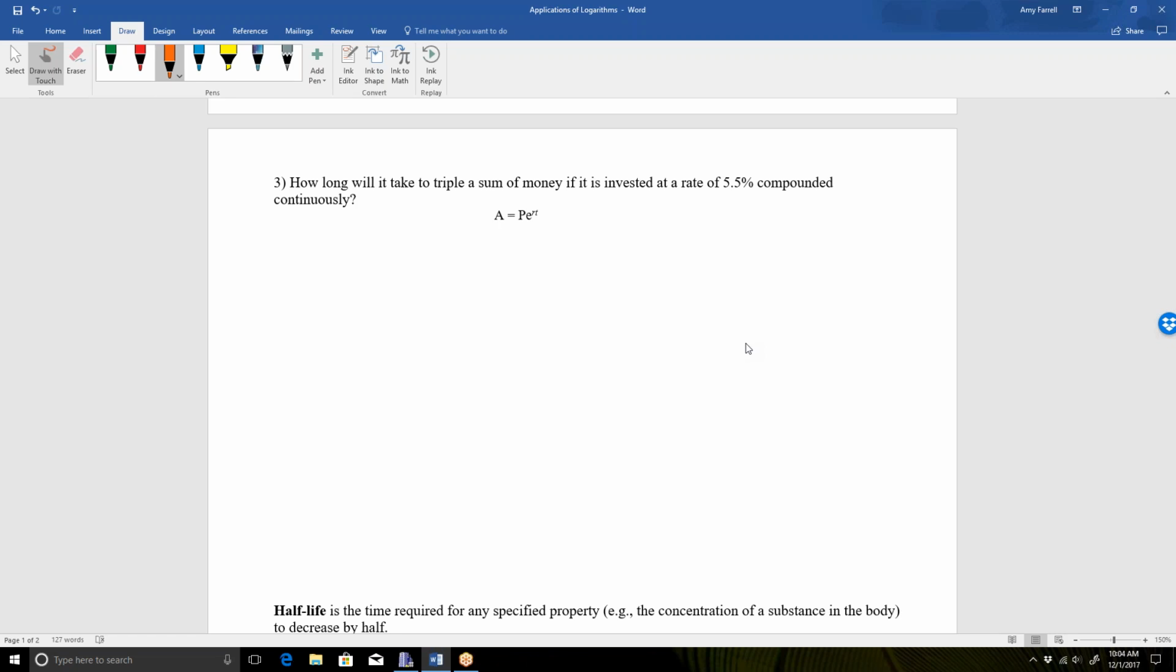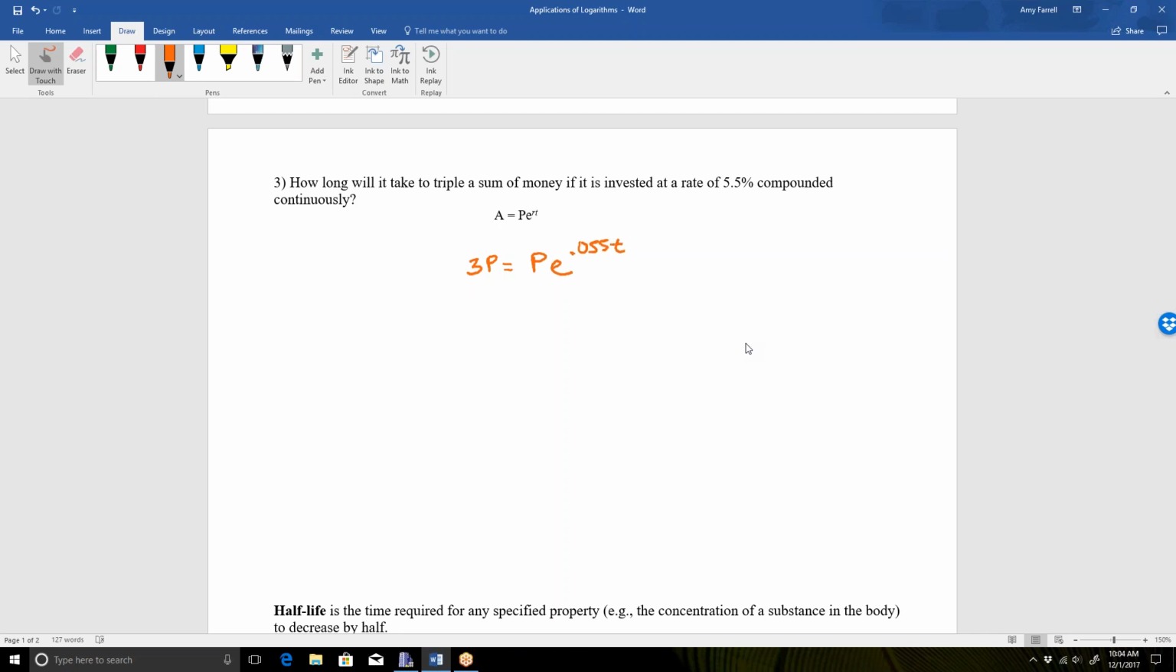Now, it didn't tell us how much money we're investing. We don't have a principal. But it actually doesn't matter what you pick. You can pick anything you like for the principal, and as long as you put in 3 times that amount for A, you'll get the correct answer. So it does not matter how much we invest. Maybe I'll enter A as 3 times P. So it doesn't matter what the principal is.